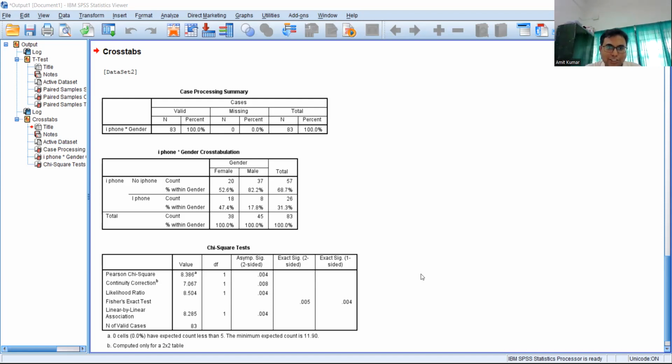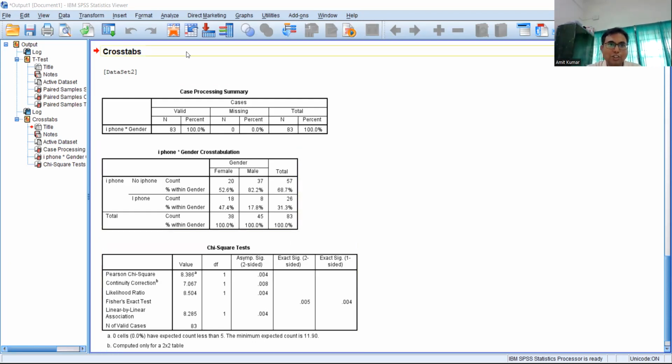Yes. So now we will check whether the p-value is significant or not. This is the p-value, the Pearson chi-square p-value we have to see in this case. The p-value is 0.004. So now tell me whether it is significant or not significant. Significant. So the interpretation would be: females are using iPhone higher in number compared to males, which is statistically significant. Okay, correct?